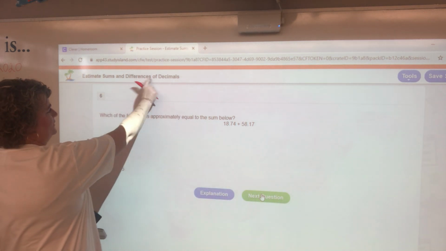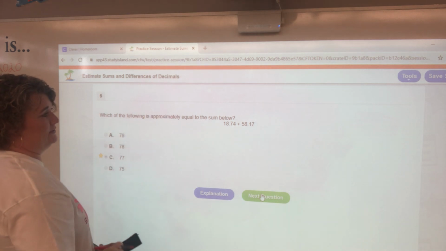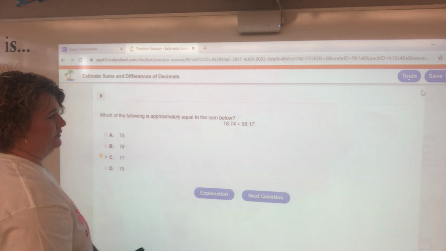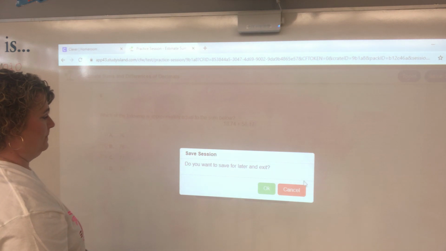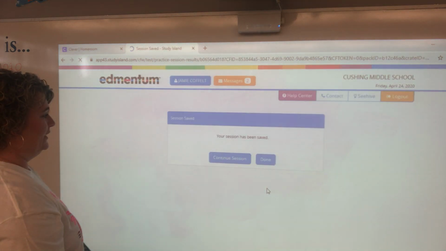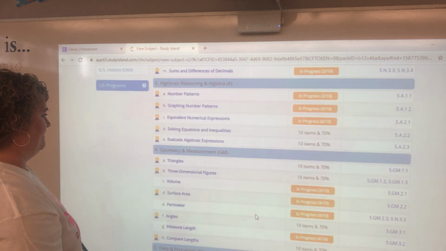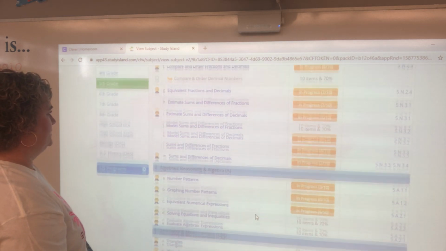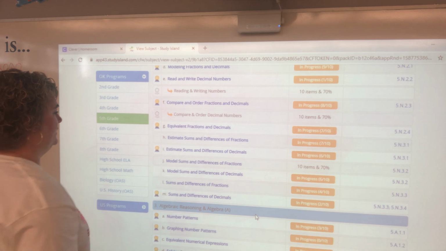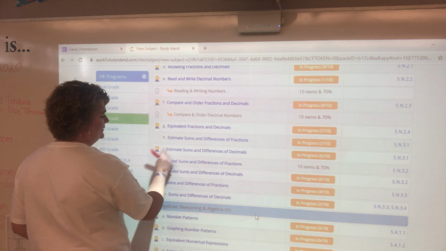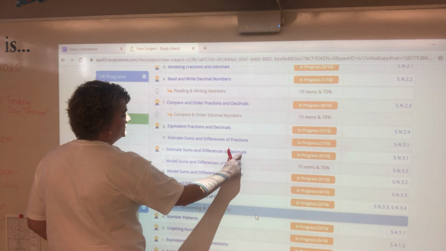Estimate sums and differences of decimals. Easy peasy. I'm gonna show you where that is on your homepage. Whoops, I went too far. It's in your top section, and on mine it's letter I, estimate sums and differences of decimals.